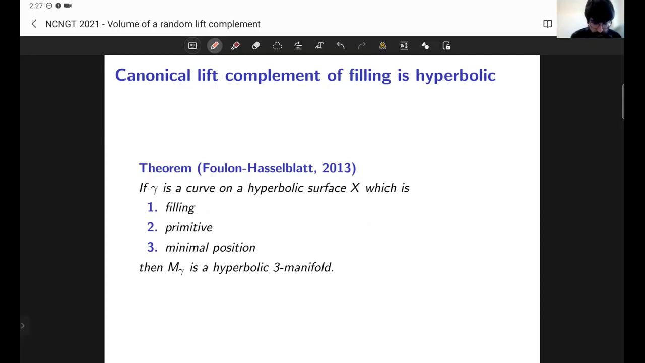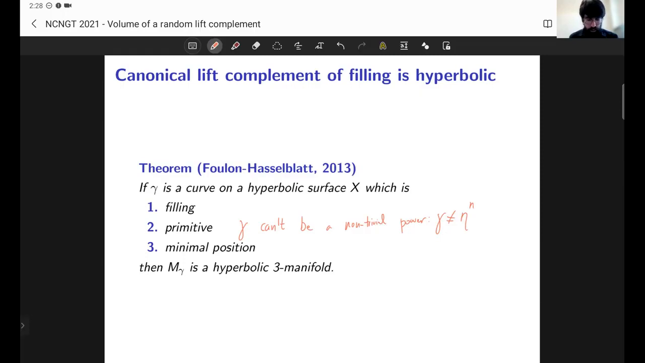The second property is that the curve should be primitive, meaning the curve gamma cannot be a non-trivial power. So in other words, you cannot have that our curve gamma is some curve eta to some power n. And then the third condition is that it's in minimal position. If you're working with closed geodesics, that will always be satisfied. But in general, this statement allows for more general curves that need not be geodesics, as long as they are also in minimal position.